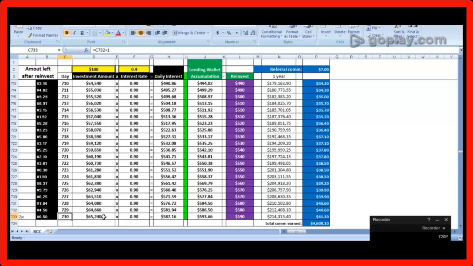After 2 years, your $100 has already become $65,240, and you're getting paid out every single day $587.16. Now this is different than your job, obviously, because if you're working, you only get paid when you work.